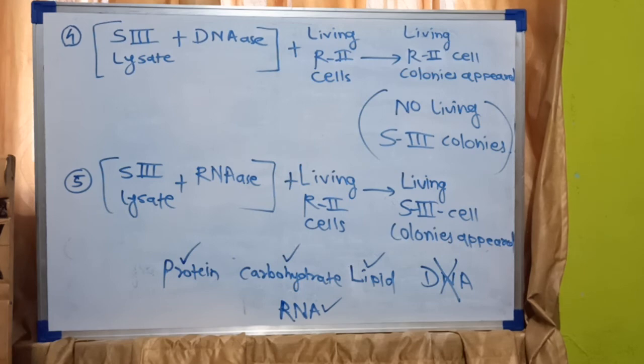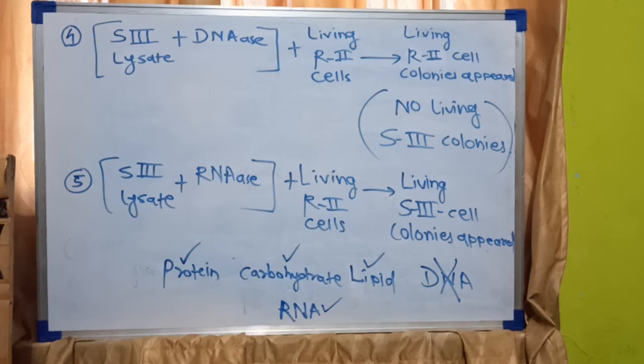Even then they performed the next fifth step, in which the S3 cell lysate is treated with RNase enzyme, which destroyed RNA of the suspension of heat killed S cells. Even after treating with RNase, the living R2 cells were mixed and the living S3 colonies again appeared. So as you can see on the board, when protein is destroyed, there was transformation. When carbohydrate is destroyed individually, there was transformation from R2 to S3. When lipid is destroyed, there was transformation from R2 to S3. When RNA is destroyed, there was transformation from R2 to S3.